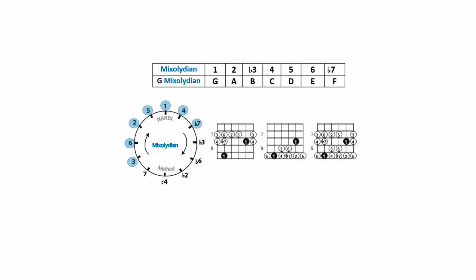G Mixolydian is the fifth mode of the C major scale, with all notes diatonic to C. The Mixolydian scale can be represented, on the circle of fourths, in the following order: 3, 6, 2, 5, 1, 4, flat 7.